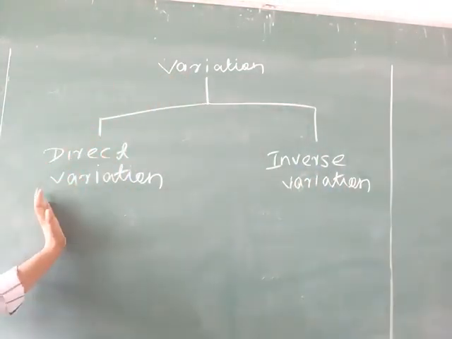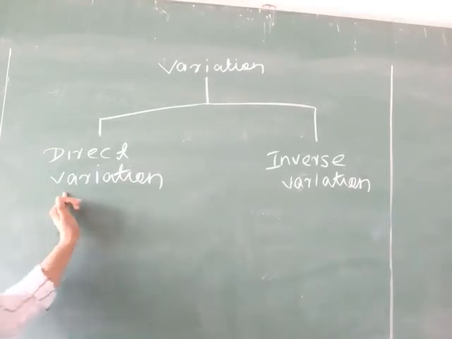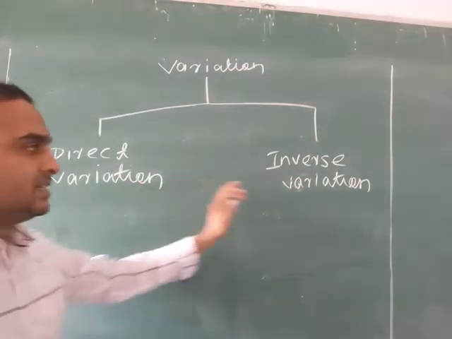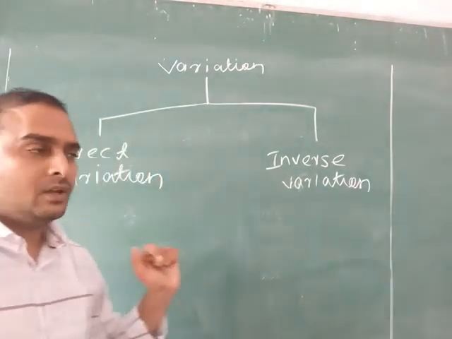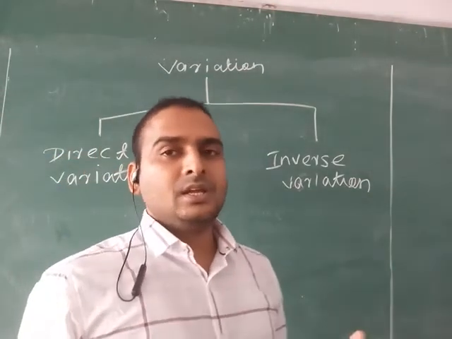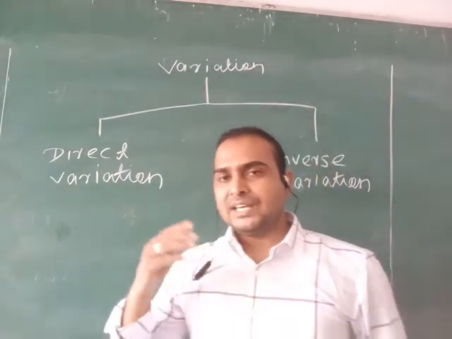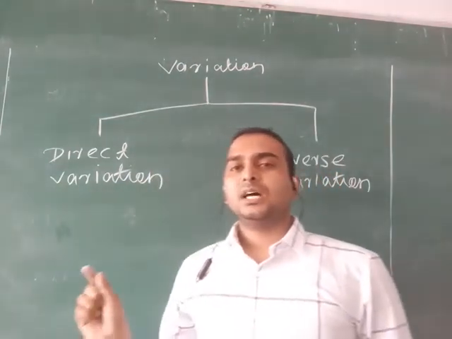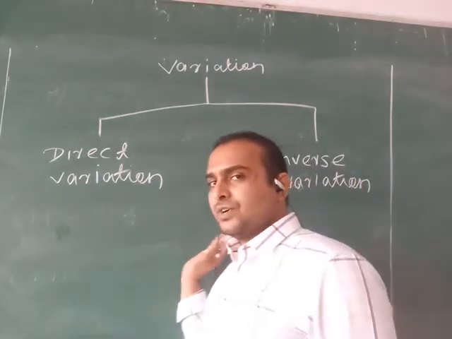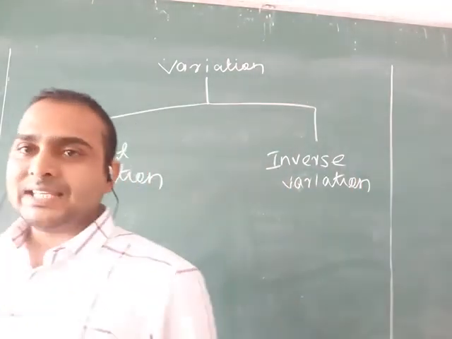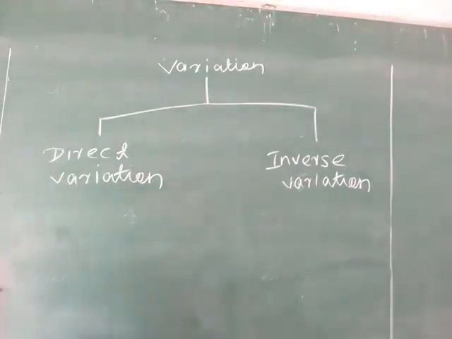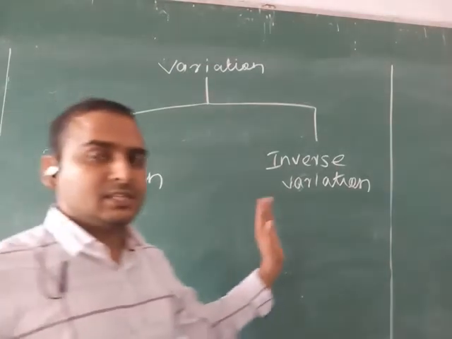Variation is of two types: direct variation and inverse variation. What is direct variation and what is inverse variation? In direct variation, if one quantity increases, then the other also increases, and vice versa. In inverse variation, if one increases, then the other decreases, and vice versa. To make you understand, I am giving some examples.